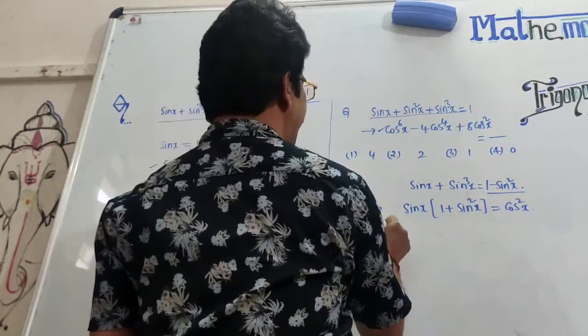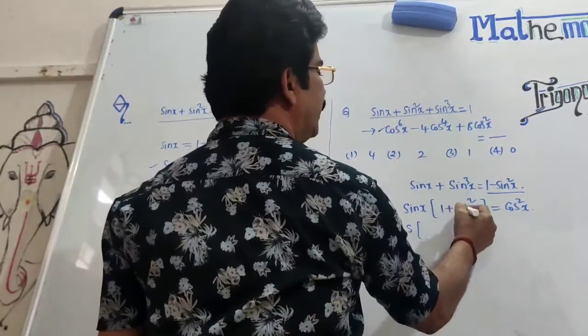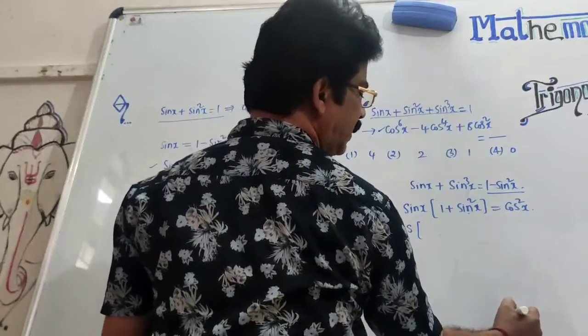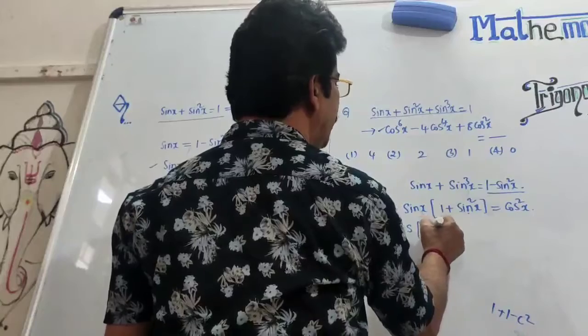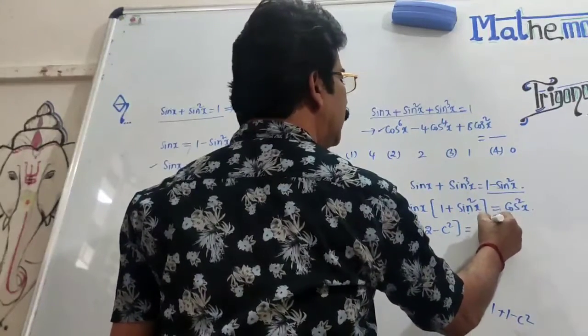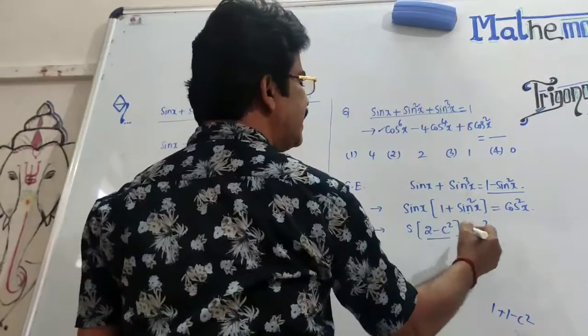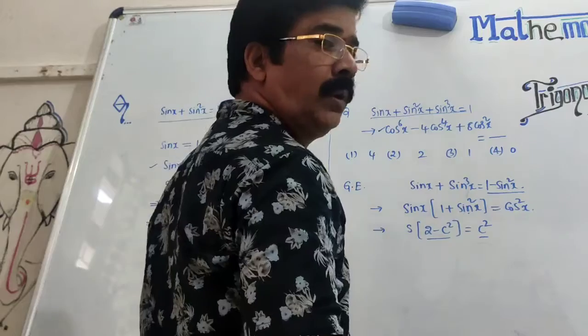Right. That implies sin x into 1 plus, again sin square x is equal to 1 minus cos square x. Plus 1 already is there. So therefore it is 2 minus cos square x, that is equal to cos square x. Okay. It is in terms of cos, but this is sin.